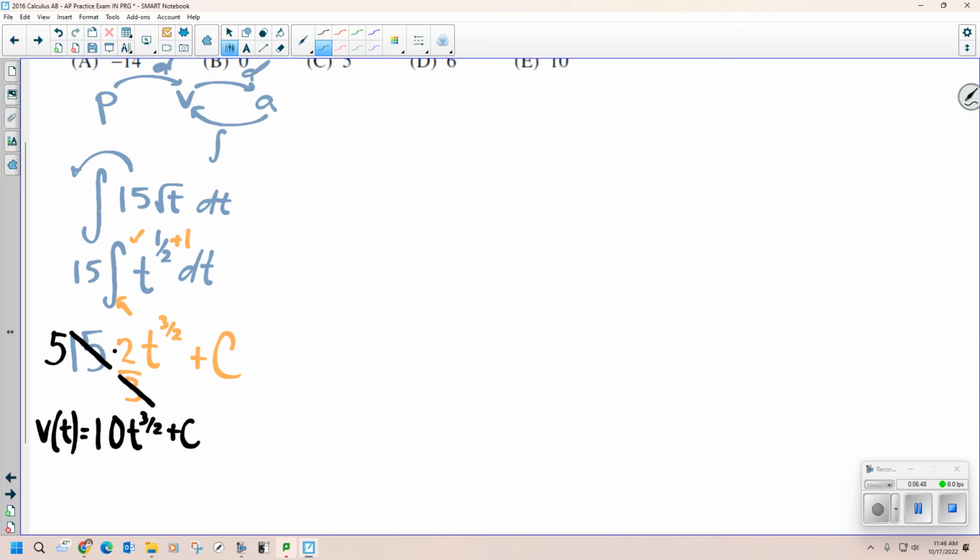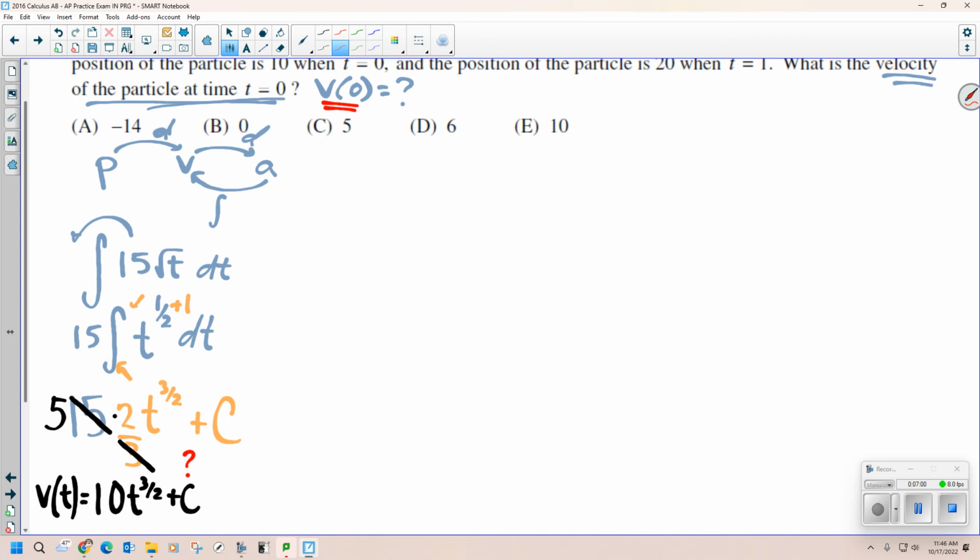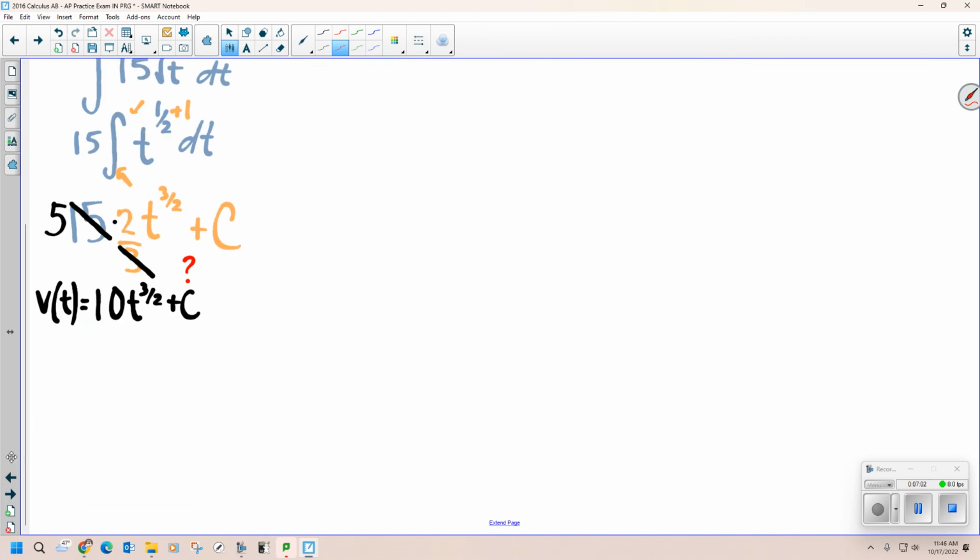Except I don't know what that c is. This is the million-dollar question right here. I need a number here for c. Let's just call it what it is: I'm trying to find v of 0, aren't I? That means when I put a 0 in for this t, I'm going to put a 0 in for this t, which means this will go bye-bye. And my answer is going to ultimately be whatever c is.